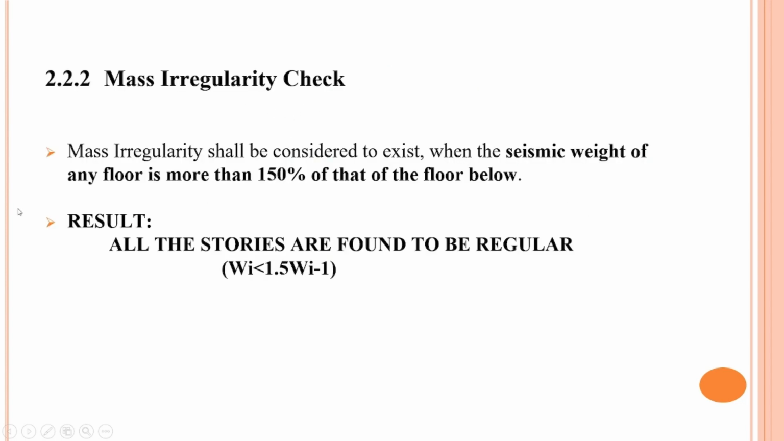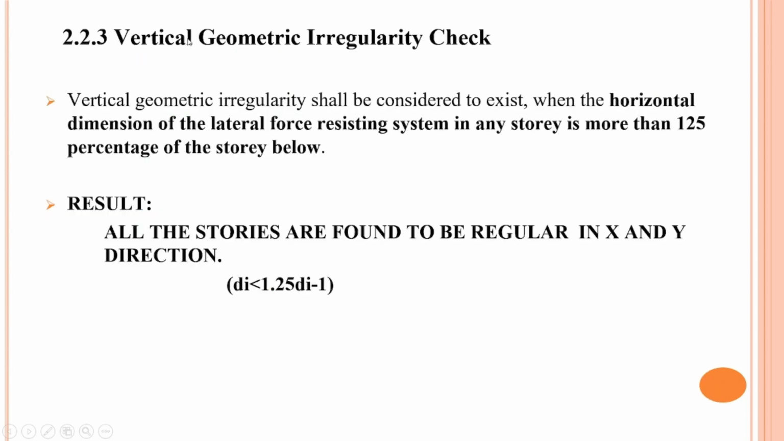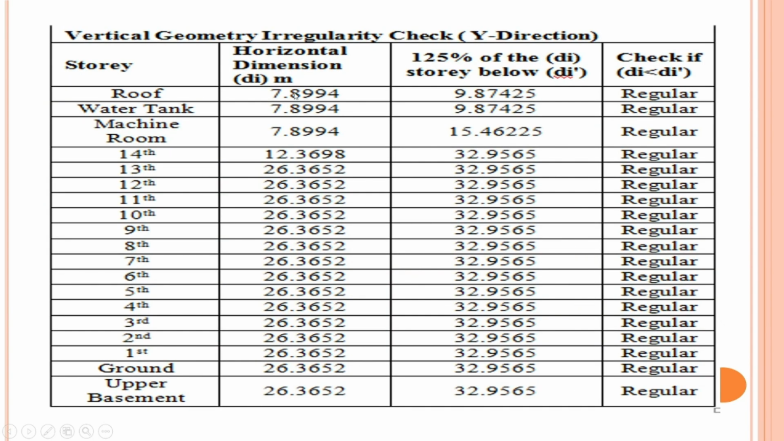And the mass regularity check: you give the mass regularity definitions, and the result has been passed, and show the result like this. The mass regularity check is a pass. Similarly for vertical geometry, you explain what the geometry means, and the result: all the stories in the x direction were found to be passed, and this is the result. This is in the x direction, and this is the y direction.